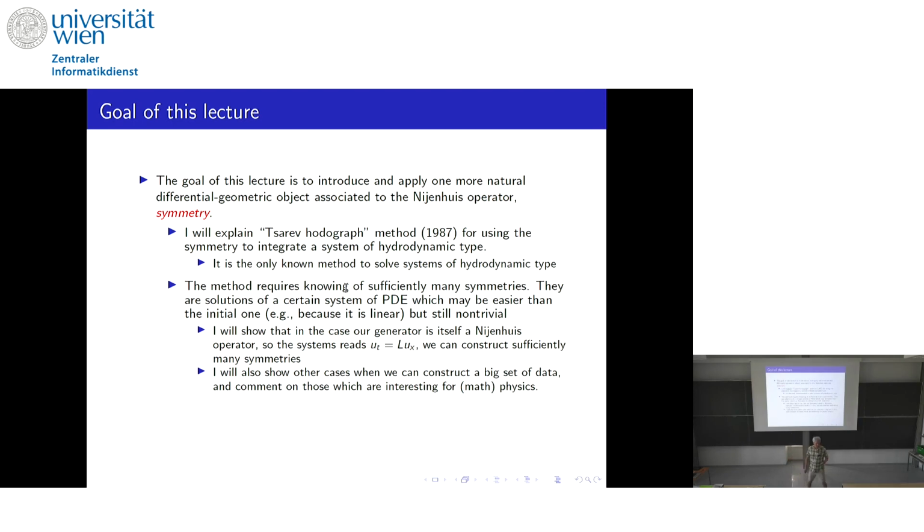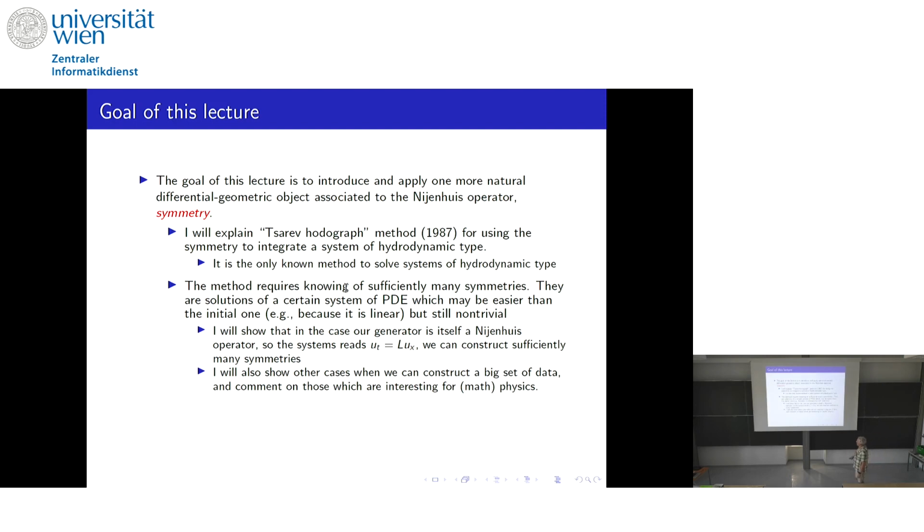You need to do some preliminary work, and this method requires knowing sufficiently many symmetries. Symmetries, as I said, I introduce as solutions of a certain system of partial differential equations, which may be easier than the one you want to solve, but is still a system of PDE. Well, it's linear, it's good, but it's still a system of PDE, and you kind of make a circle, yeah? You reduce one problem to another problem.